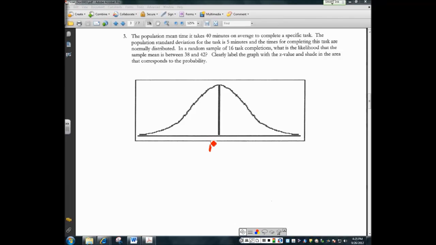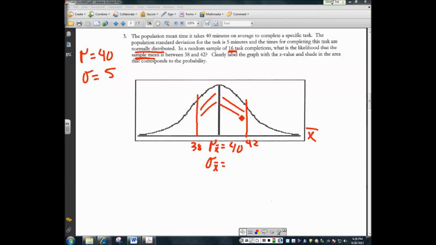So the population mean is still going to be 40, and the standard error, which we computed in the previous part, won't be the same here. We have a random sample of 16. This is a good practice: write the population mean down. The population standard deviation is equal to 5. We have a normal distribution. We're asking about sample means, so we're asking about the distribution of sample means. We want to go from 38 to 42. So we're going to have to get that area and then get that area and add them.